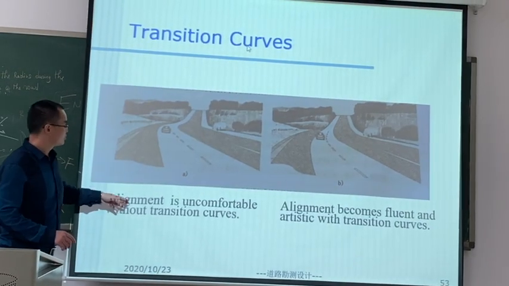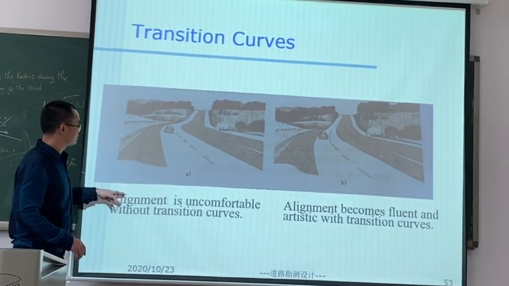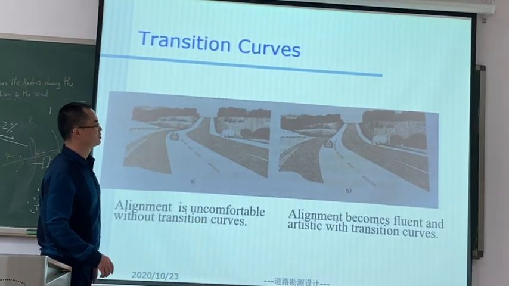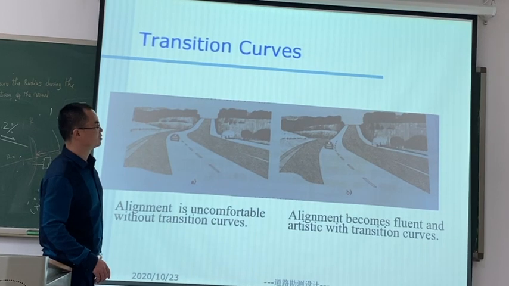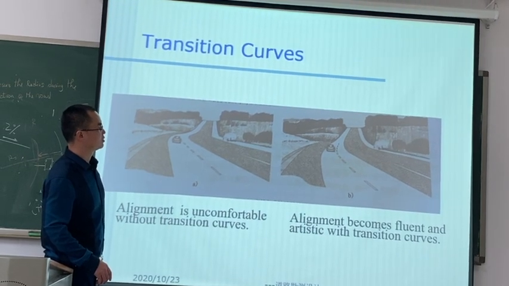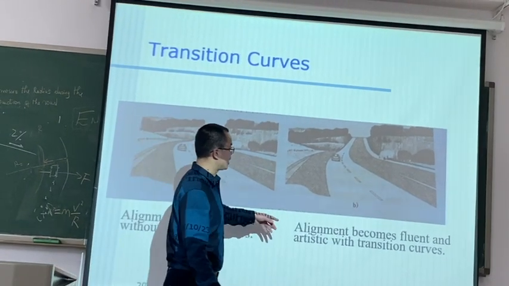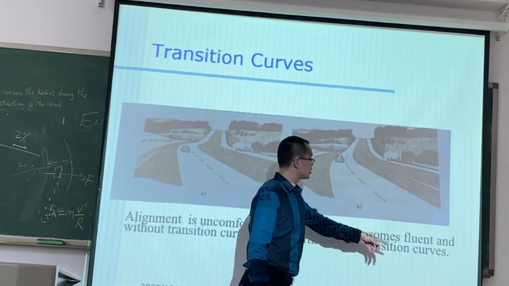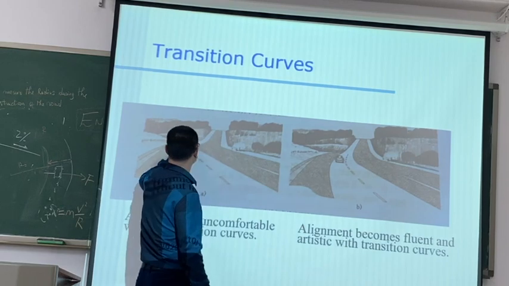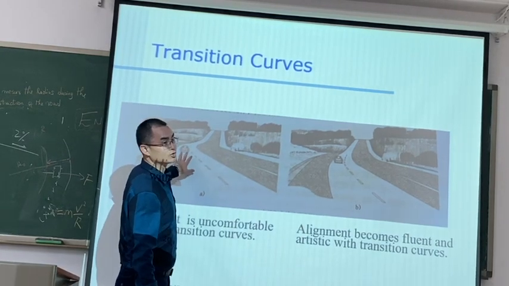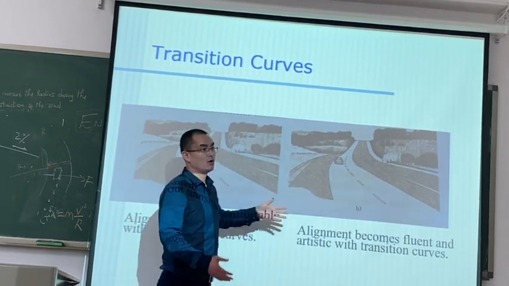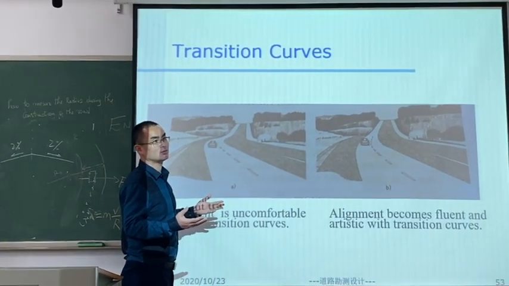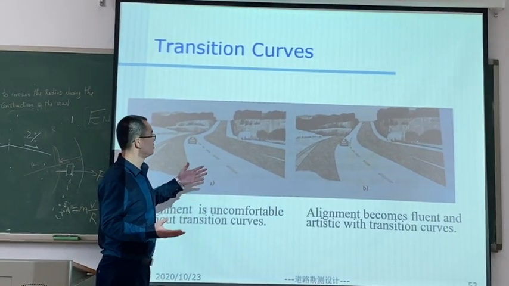This is alignment without transition curves. This is alignment with transition curves. With no transition curve, with transition curve. Which road is better? Why?